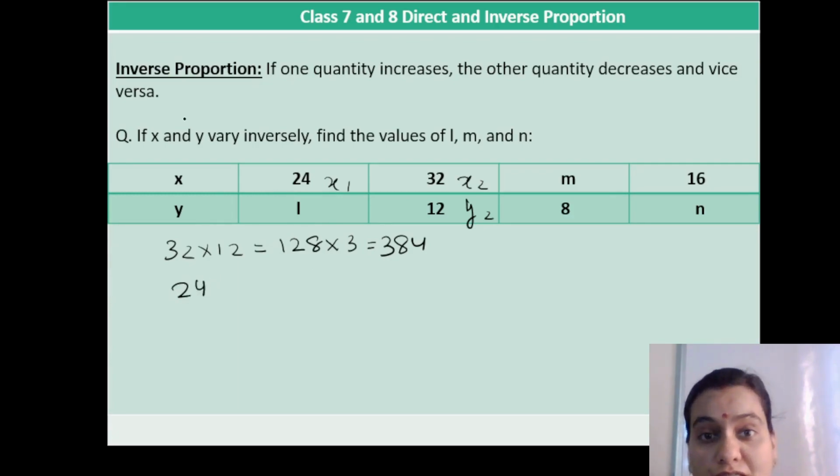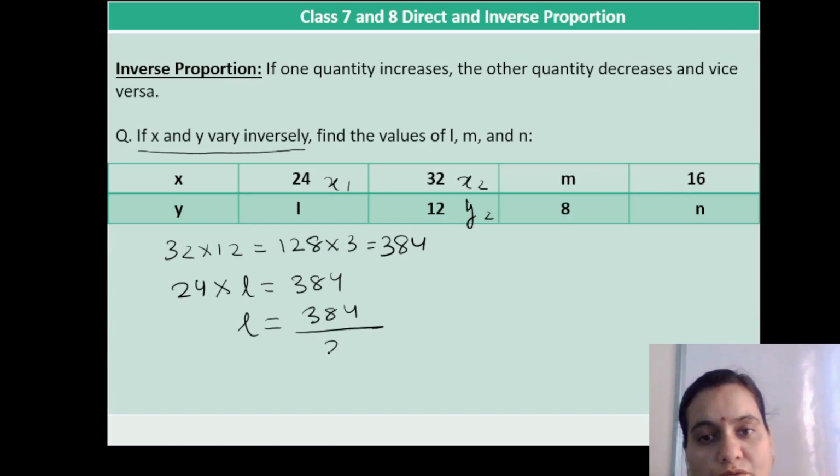Definitely, if they are varying inversely, it's already given to us. They vary inversely. So we can go ahead and write 24 into L is equal to 384. So L will be equal to 384 divided by 24. I'll directly divide with 24. 24 once are 24. If you subtract 24 from 38, what will it come up to be? It will be 14, so 144 it will become. 24 into 6 is 144. So L is equal to 16. This is what we get as the value of L.